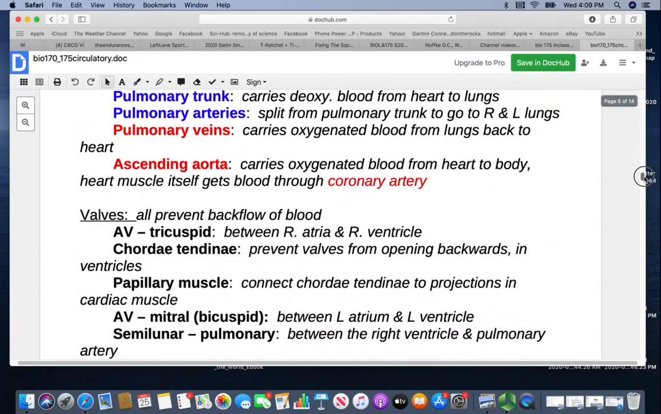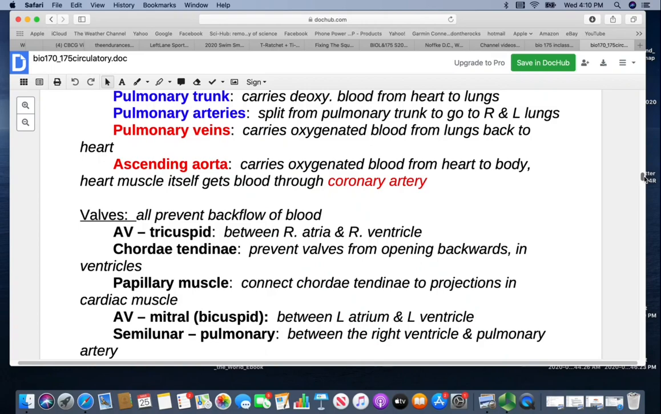So valves are important in the heart because you want to prevent backflow of blood. If blood starts to flow backwards, you're going to potentially have mixing of oxygenated and deoxygenated blood, and the system's not going to be moving efficiently. So the AV valve, or the tricuspid valve, it's the right AV valve, would be between the right atria and the right ventricle.